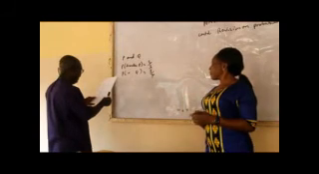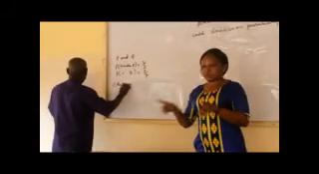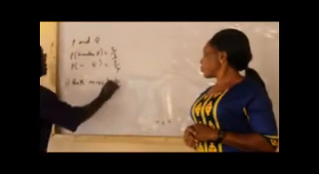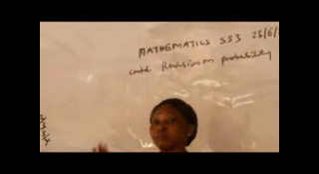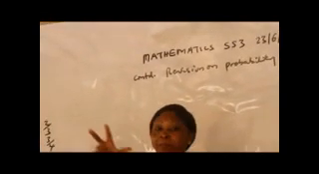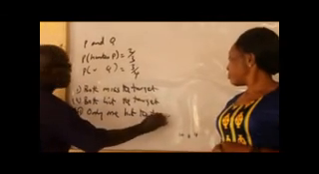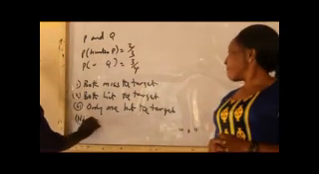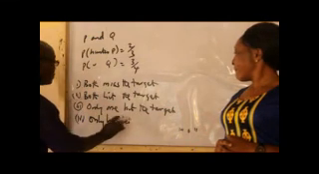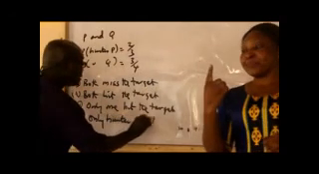Question comes, what is the probability that: number one, both miss the target; number two, both hit the target; number three, only one hits the target; number four, only hunter P hits the target?